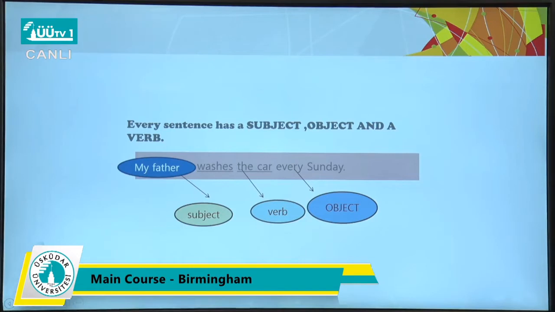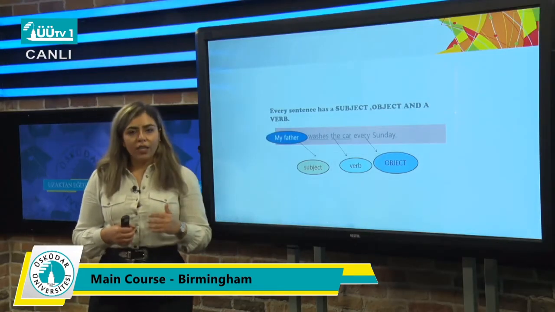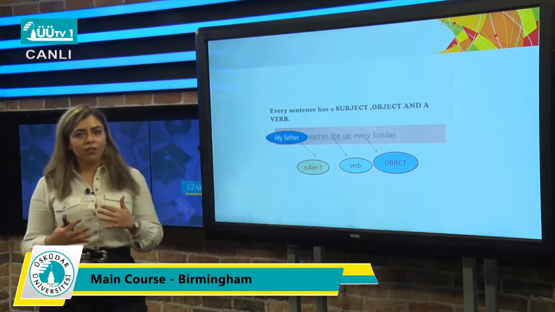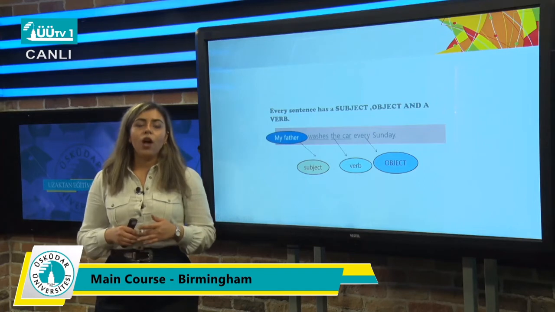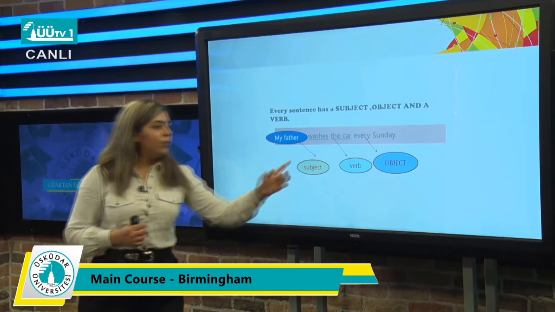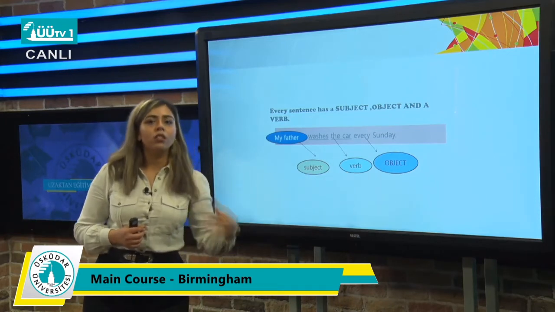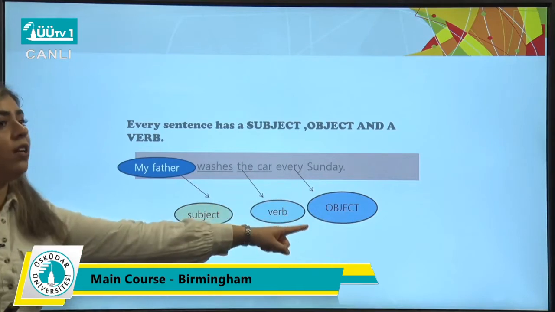What is the subject? Subject is a person or thing that we are talking about, or who's doing the action, who's performing the action. And the verb is the action itself, and we have object. What is an object? Object is a thing or a subject, again, that the action, which is the verb, is done upon. So, subject is the doer, object is the receiver.